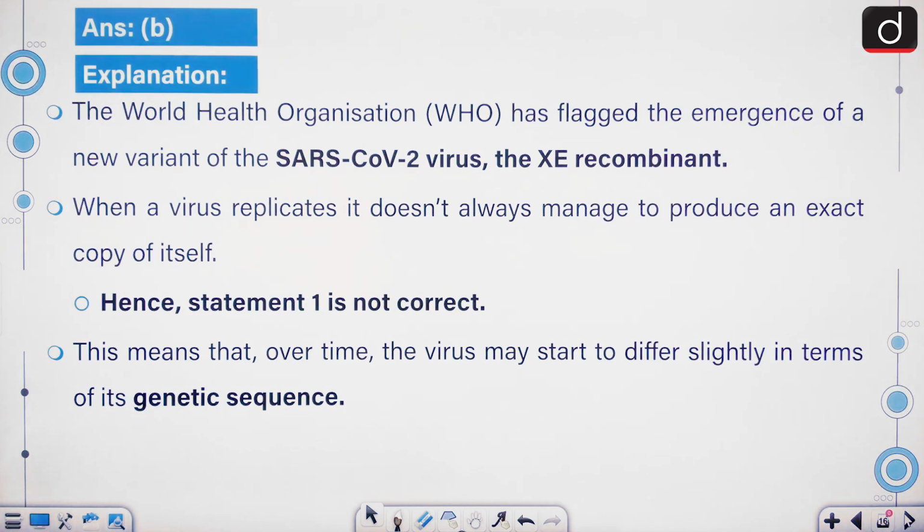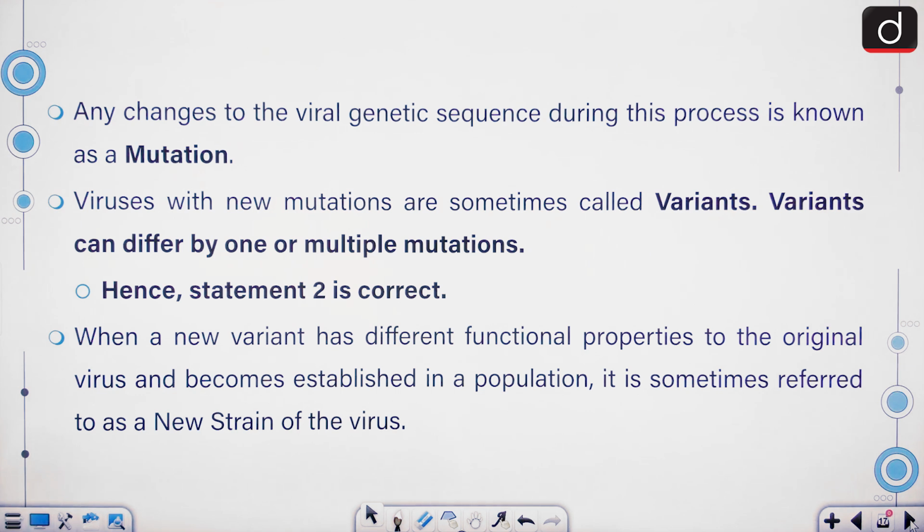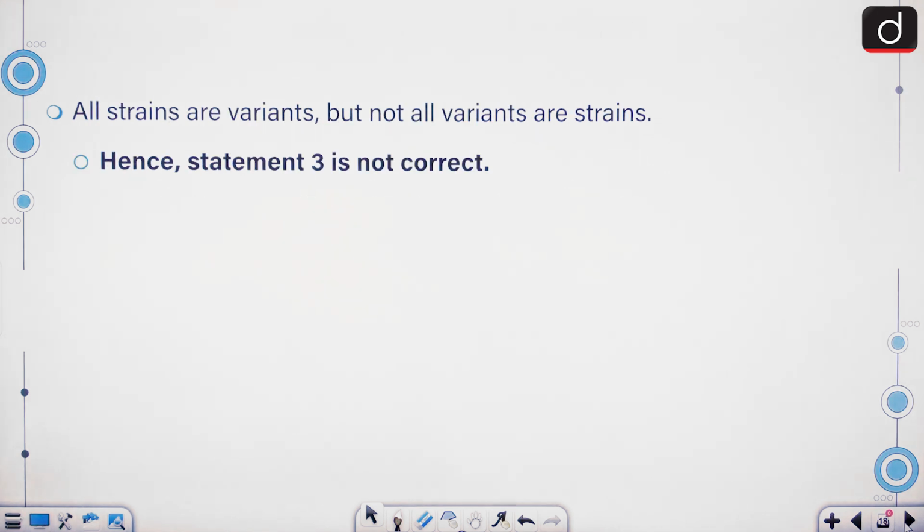The WHO has flagged the emergence of a new variant of SARS-CoV-2 virus, the XE recombinant. When a virus replicates, it doesn't always manage to produce an exact copy of itself. This means that over time, the virus may start to differ slightly in terms of its genetic sequences. Any changes to the viral genetic sequence during the process is known as mutation. Viruses with new mutations are sometimes called variants. Variants can differ by one or multiple mutations. When a new variant has different functional properties to the original virus and becomes established in a population, it is sometimes referred to as a new strain of the virus. All strains are variants, but not all variants are strains.